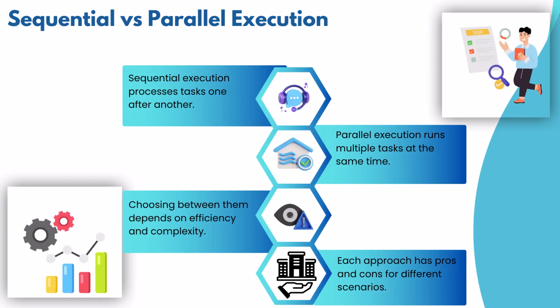All right, let's start with a classic dilemma: sequential vs. parallel execution. Imagine washing dishes. Doing one at a time is sequential, while multitasking with a dishwasher is parallel execution. Sequential is simpler but slower. Parallel boosts efficiency but can get tricky. Picking between them depends on what you're working on. Trust me, you don't want to parallel process tasks that need careful coordination, like making a sandwich and answering emails.